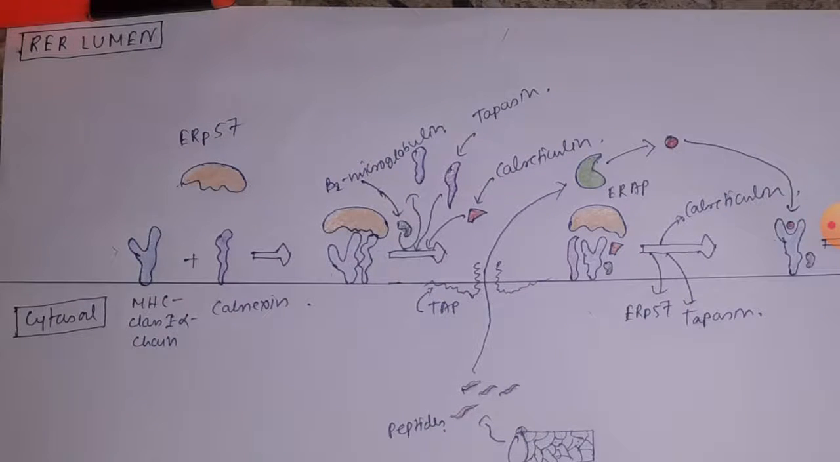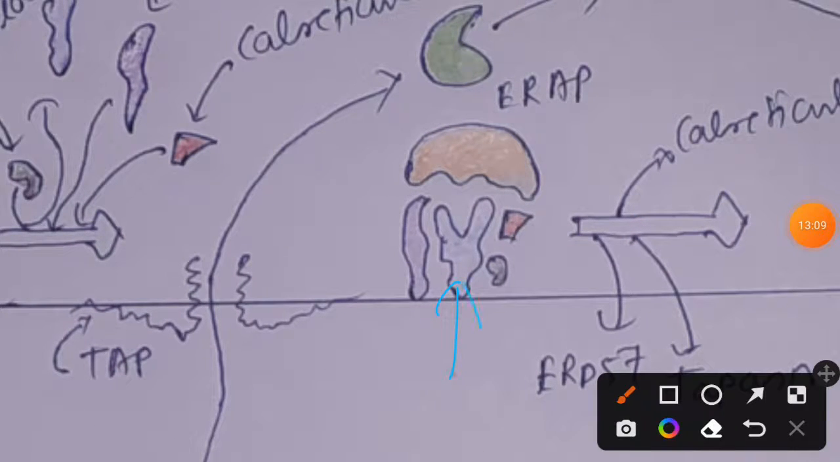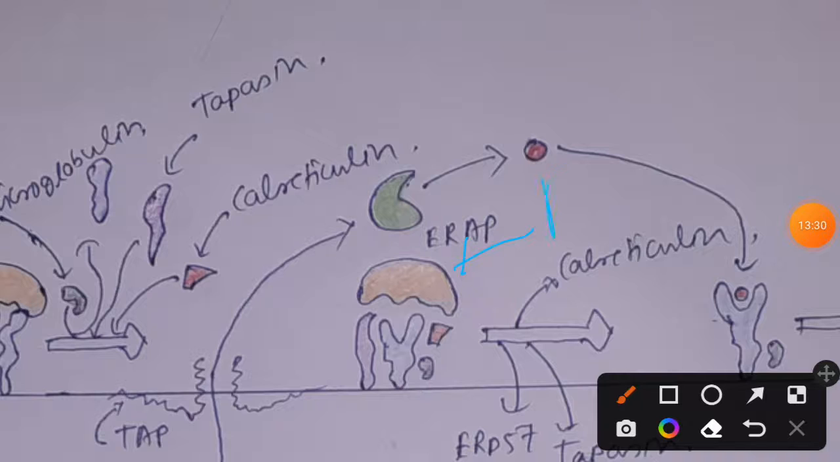So now the entire combination was ready. This is the MHC class 1 molecule, that means the MHC class 1 alpha chain. This one is your tapasin. This one is calreticulin. This one is beta 2 microglobulin, and this one is your ERP57.